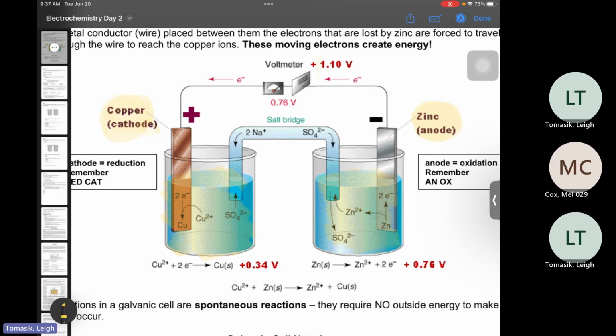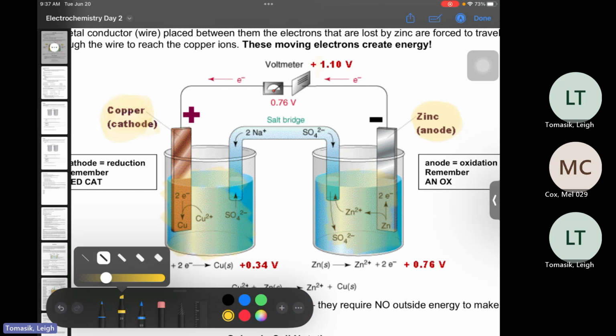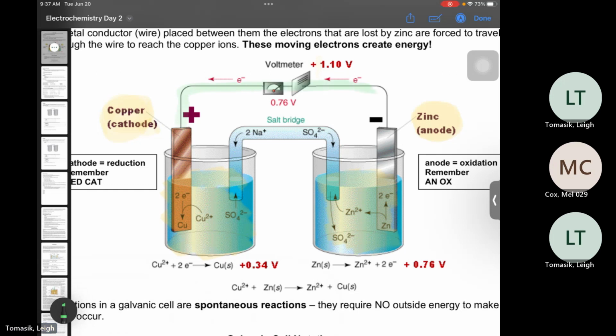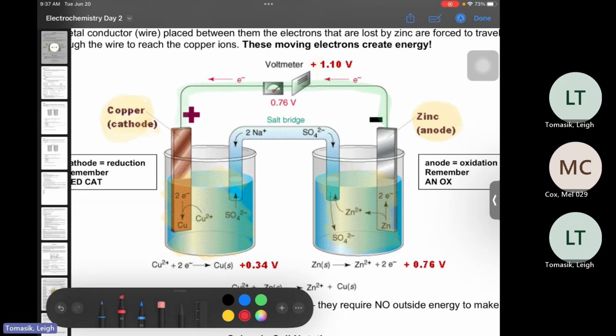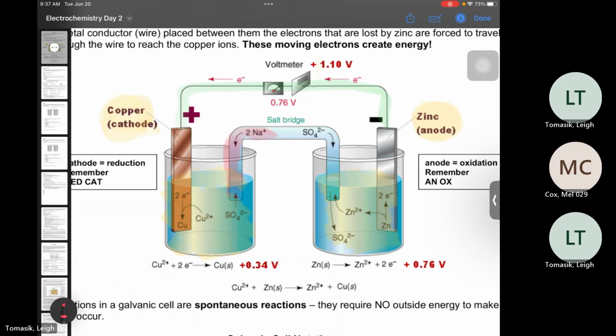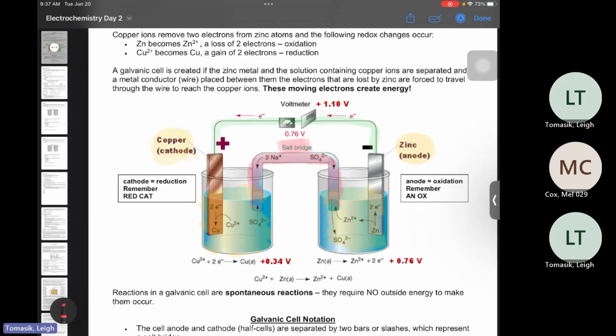The zinc and the copper metal are connected by a wire that electrons can flow through, and there is also a little tube full of salt called a salt bridge that connects them. So that is kind of, if you were asked to make a battery in a chemistry lab, that's what you could do.